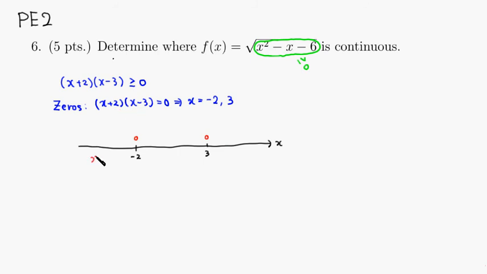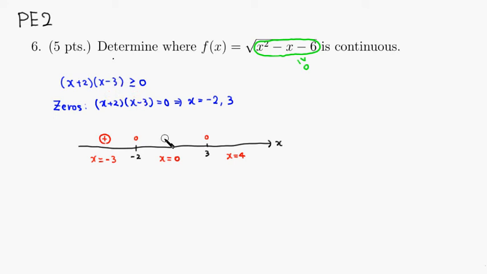Anything less than negative 2, I'll try negative 3. Between negative 2 and 3, I like 0. Bigger than 3, I like 4. Let's determine the sign. If you plug in negative 3, negative 3 plus 2 is negative, and negative 3 minus 3 is still negative. So negative times negative is positive here.